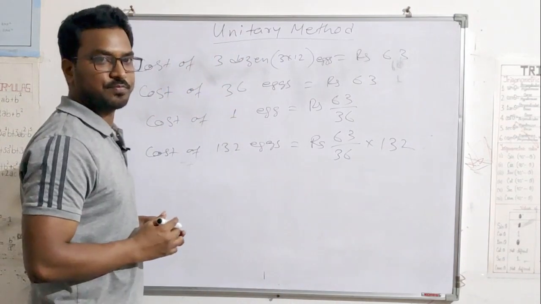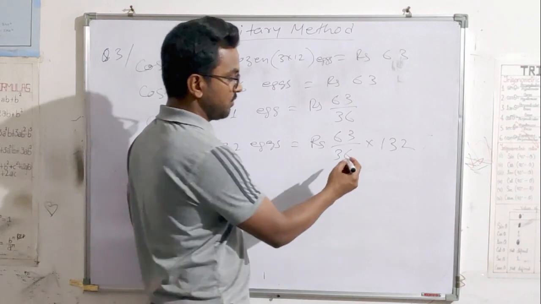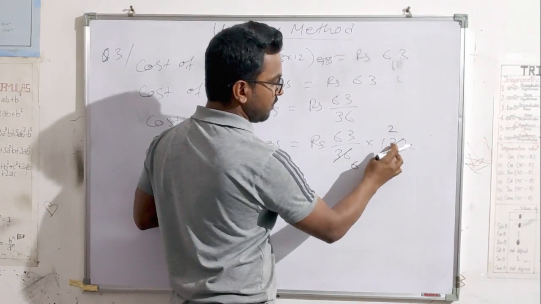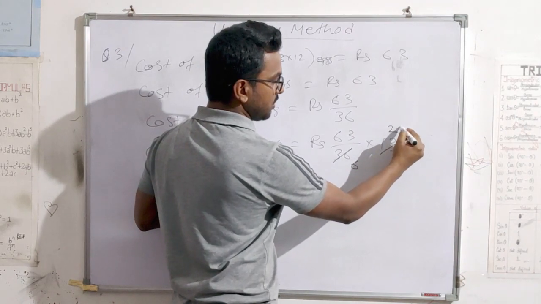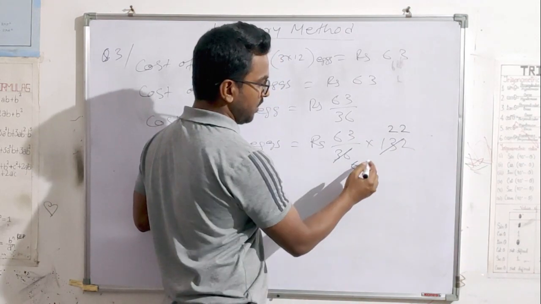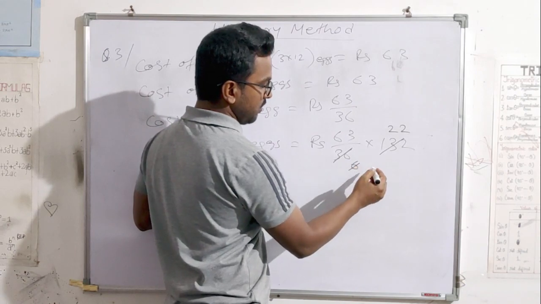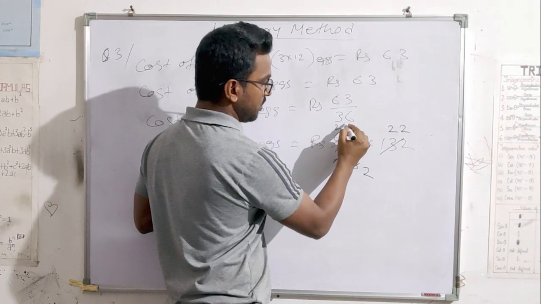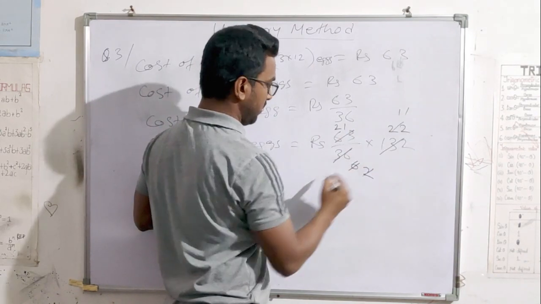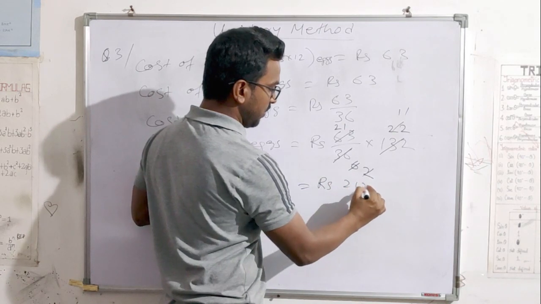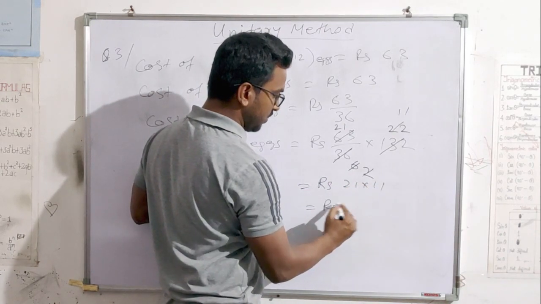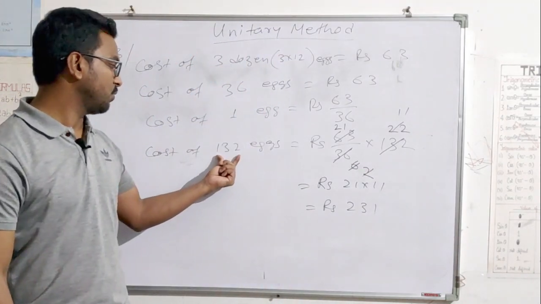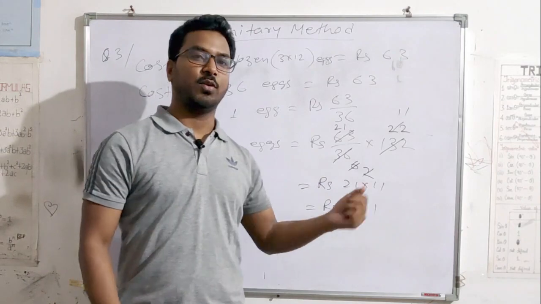Now we'll try to cancel this. If you divide by 6, 6 ones are 6, 6 twos are 12, one remainder, 6 twos are 12. Okay, again 3 by 3, if you cancel, 3 twos are 6, 3 ones are 3. Again cancel 11. So it is 21 into 11. If you multiply this, you will get 231. So the cost of 132 eggs will be 231 rupees.